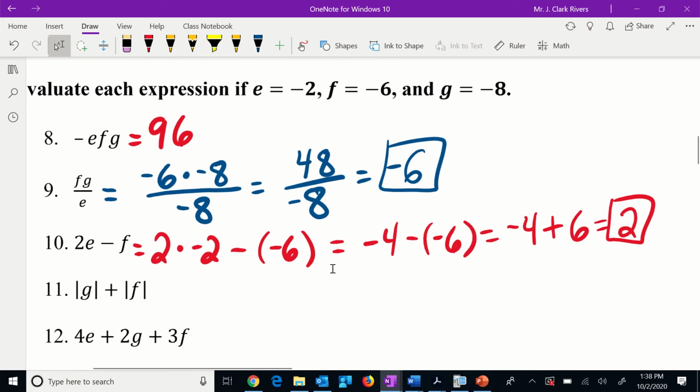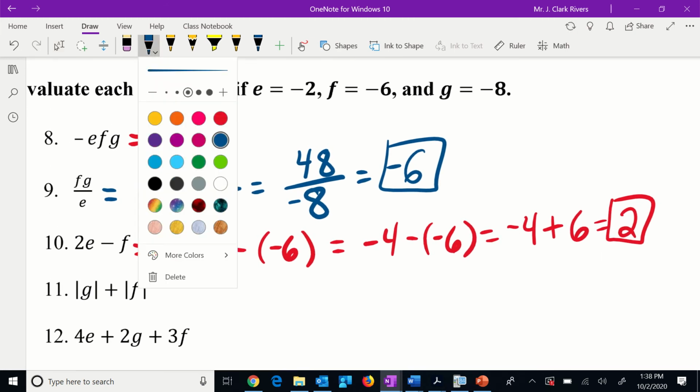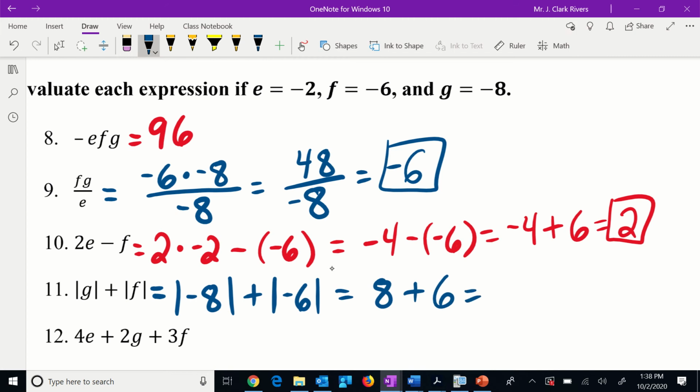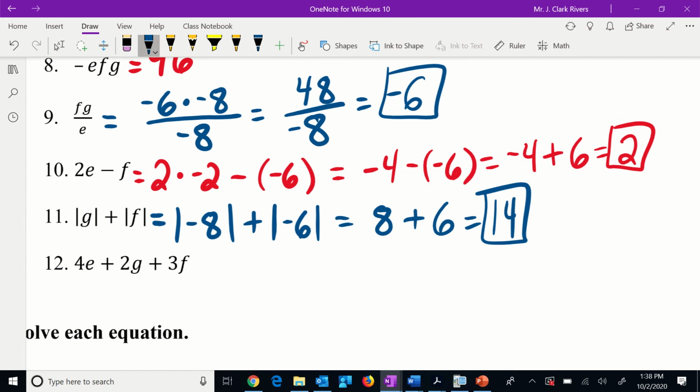Number 11. Let me change this to blue. Number 11. This is the absolute value of g, which is negative 8, plus the absolute value of f, which is negative 6. The absolute value of negative 8 is 8, plus the absolute value of negative 6 is 6. 8 plus 6 is 14. 14 there on 11. Take the absolute value first.